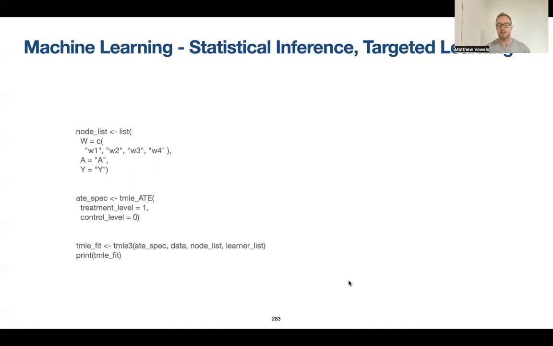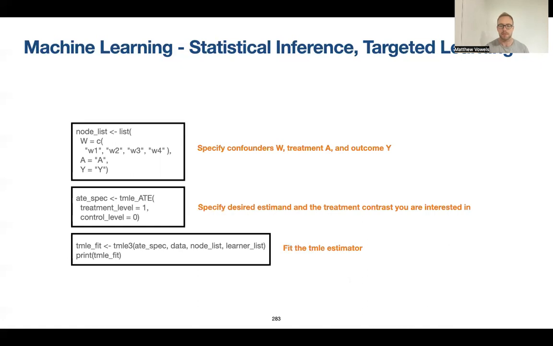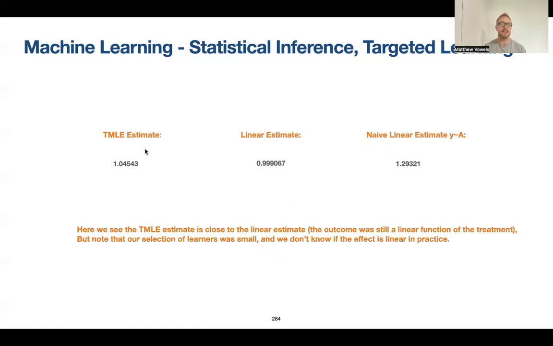Print TMLE fit just allows us to review the results. So here's a review of the steps here. And then when we run this, we're going to get the estimate for the average treatment effect along with standard errors and so on. And just to review the point estimates, for the TMLE estimate, we get 1.04. Remember, the true value is 1.